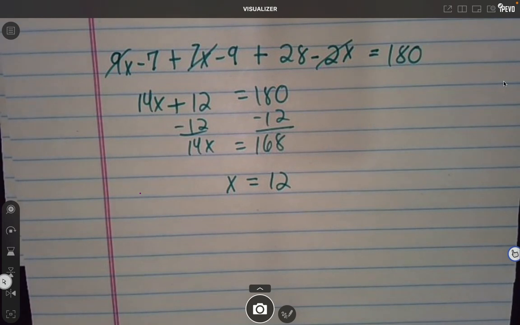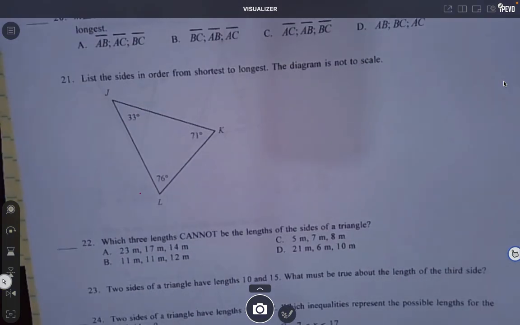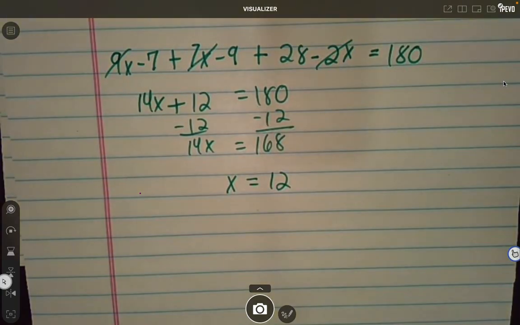Can I move my paper back now? Or are you still copying that? Okay, I'll give you a second. All I found so far is x is 12. We'll stop here for a second, let y'all write.